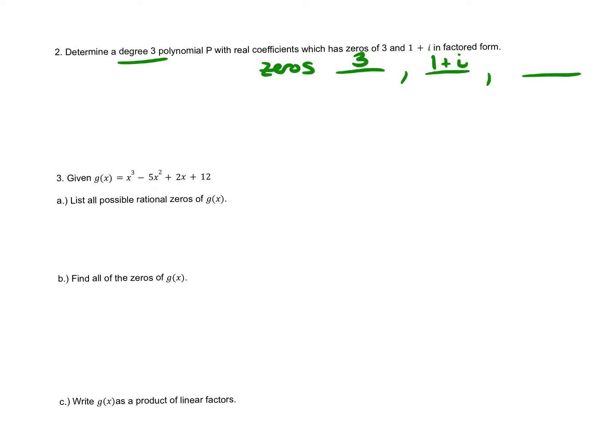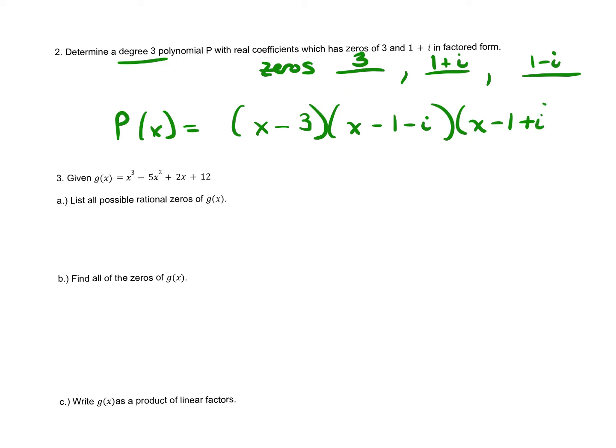Well, if you recall, we said that if you have a root or a zero that has an i in it, a complex root, we know they have to come in pairs. So if 1 plus i is a root, then 1 minus i would be a root as well. So these are our 3 zeros, and we simply want to write this in factored form. So we can say P of x, remember we just take x minus the root. So it's x minus 3, x minus 1 minus i, just taking the opposite of both of those, and then x minus 1 plus i.